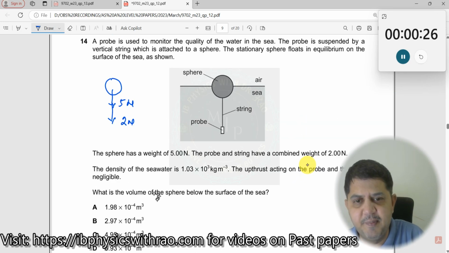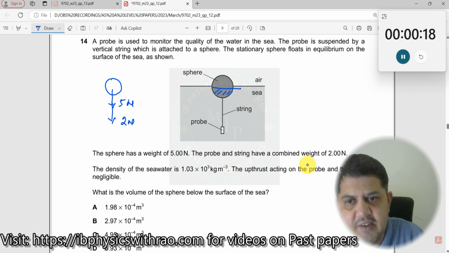What is the volume of the sphere below the surface of the sea? So he is asking you what is this volume, what is this volume inside it? Now how do we do this? Now you see what is the weight here? Total weight is acting like this.